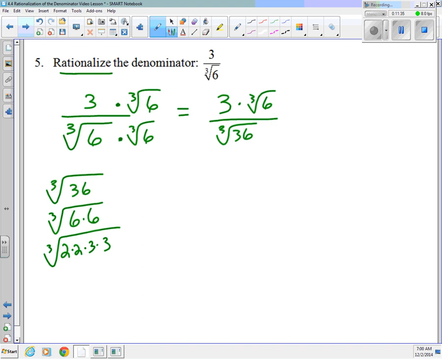Well, if I think about this a little bit more critically, 36 is really 2 6s. What I really need are 3 6s, and that'll do the trick. So I will multiply by another cube root of 6. And the reason for that is because now I will get 36 times 6, which is really 6 times 6 times 6. And then I will be able to simplify my denominator radical into something that is not a radical.